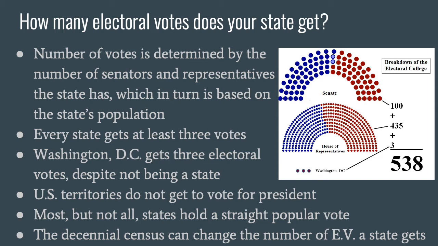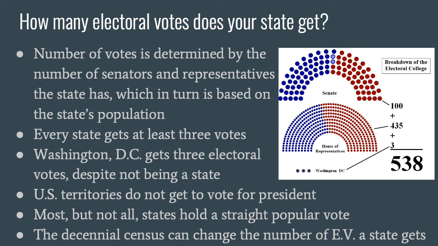Most states just have a straight up popular vote, right? So, for example, in New Mexico, if you get 50% plus one of the vote for president, you win all 5 electoral votes. There are a couple of states, Nebraska and Maine, that do it a little bit differently, but we'll see that in a couple of slides.